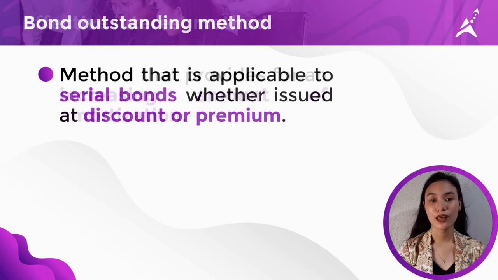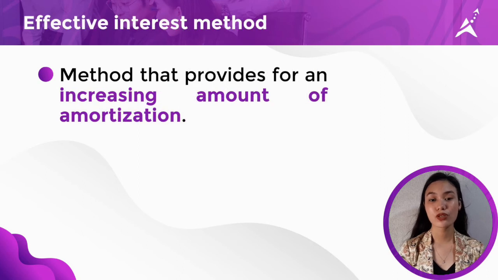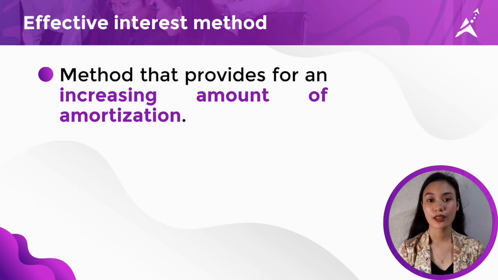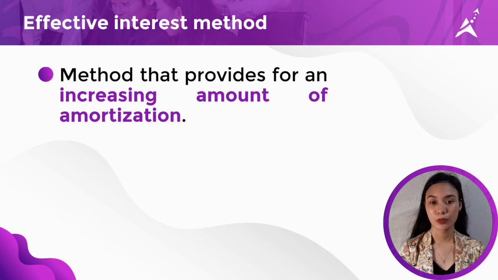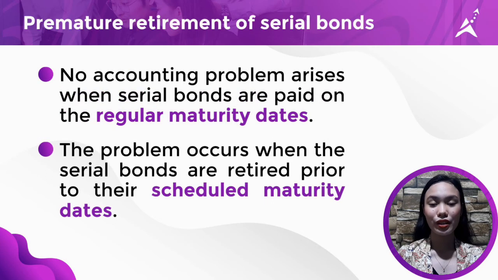And finally, effective interest method, or also referred to as interest or scientific method. It matches the interest expense more closely to bond carrying amount. It is the method that will be discussed further in the next chapter. Premature retirement of serial bonds. Serial bonds retire every year. What if the serial bonds are scheduled to retire 4 years from now and you retire it today?